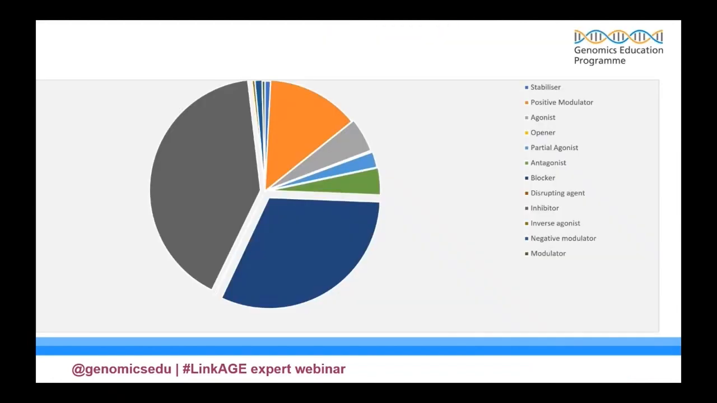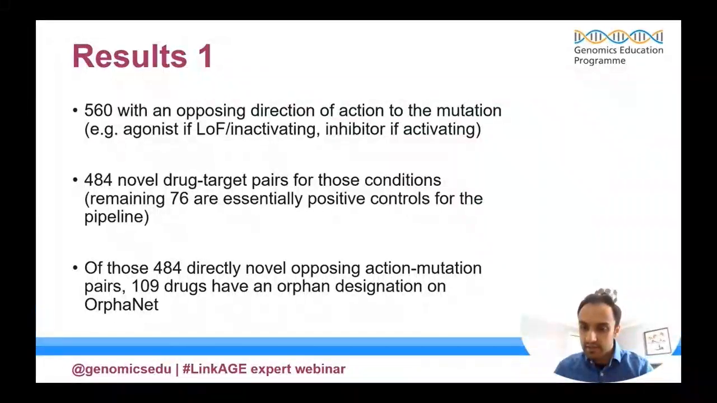Just to give you a broad overview, this is a summary slide of the different types of agents of that 484 novel drug and target pairs we had. As you can see, the vast majority of these are essentially inhibitors, as one would expect. And the second main category is blocker. And this is my first result slide, but don't worry, this is nowhere near the end of the presentation.